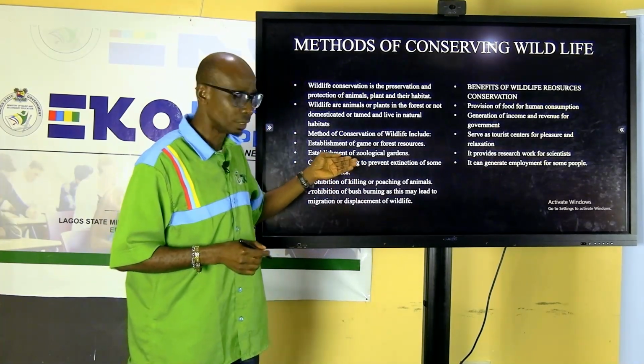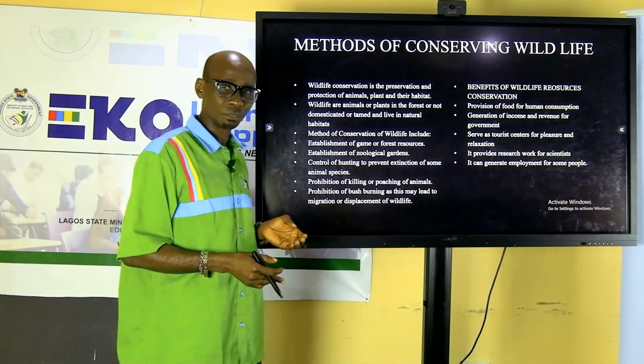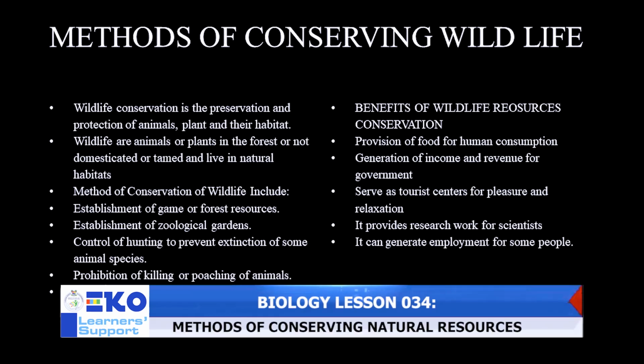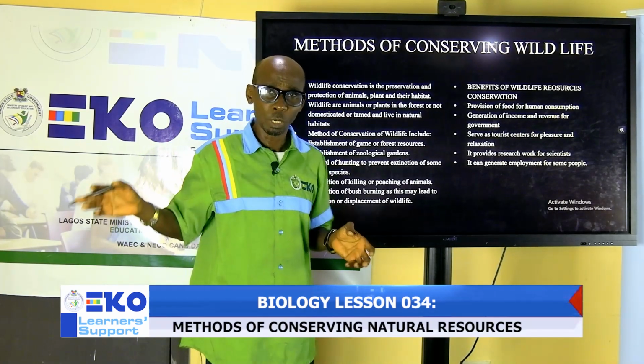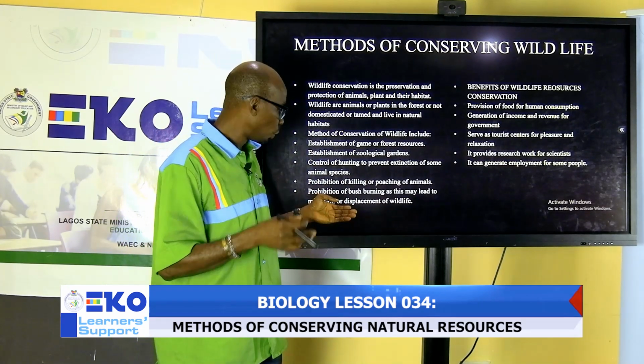Then control hunting, control the amount of animals we kill. Then prohibition of killing or poaching. People that are not authorized should not kill animals, and animals that are not needed should not be killed. Also prohibit indiscriminate felling of trees. We don't just cut trees that house these animals. Then prohibition of bush burning. Because we want to build houses, we burn all the forest. We should restrict the burning and control it.